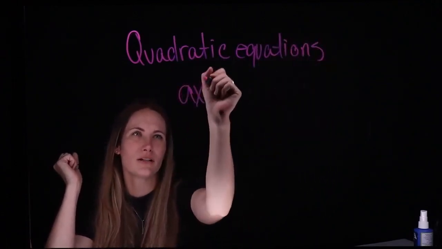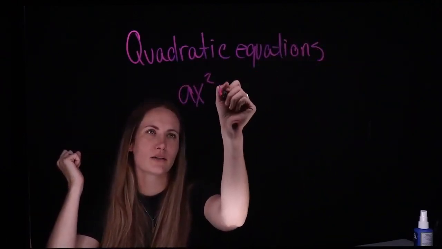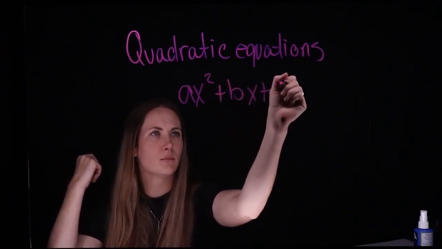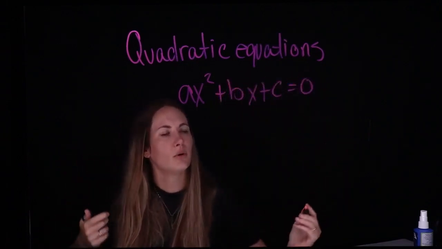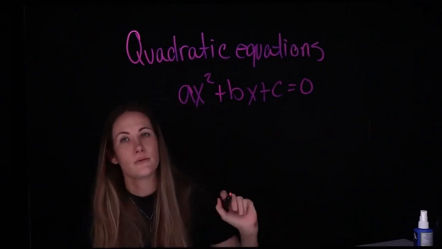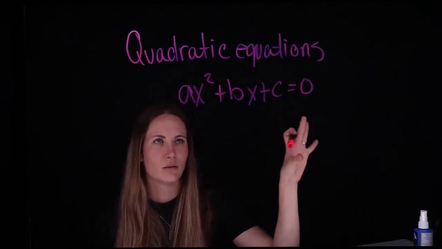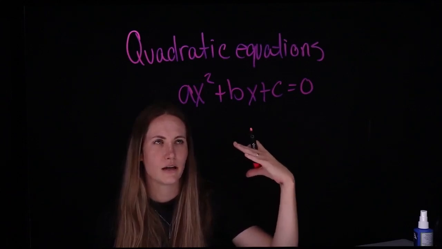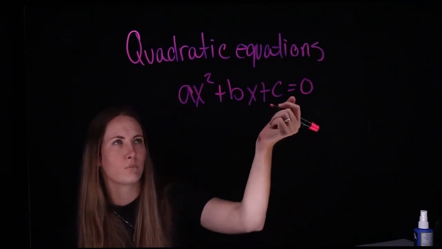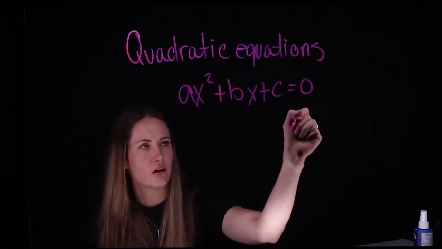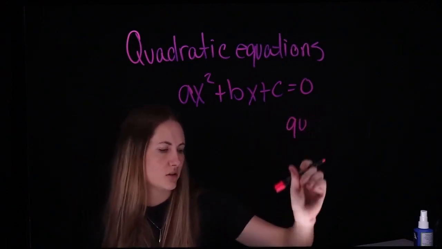So quadratic equations, the normal form is ax squared plus bx plus c equals 0. Whenever you're solving these, they always need to equal 0. If there's anything on the other side of the equal sign, you need to move everything to the same side. Every quadratic equation you can solve using the quadratic formula. I'm just going to write formula.